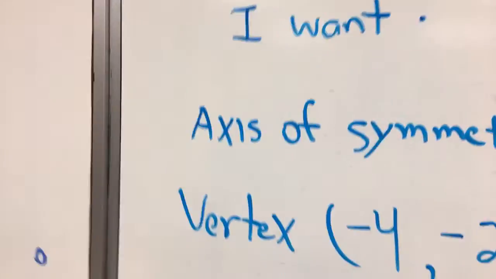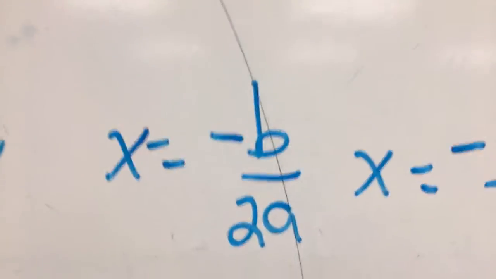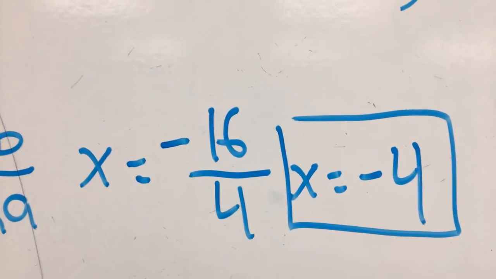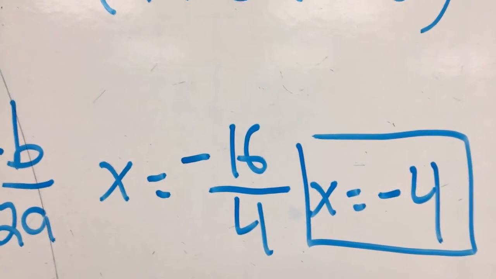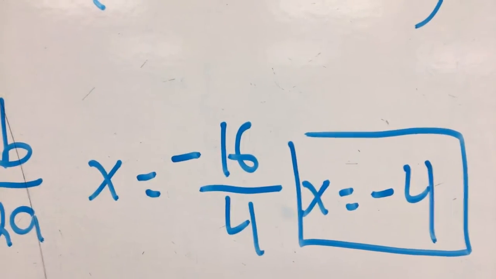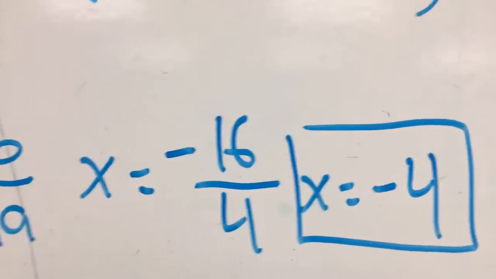To find the axis of symmetry, I took my a, b, and c. Remember, here's your equation for the axis of symmetry: x is equal to negative b over 2a. I plug those in: negative 16, because it's the opposite, and then 2 times 2 is 4, and 4 goes into negative 16 negative 4 times. So the axis of symmetry is x is equal to negative 4.